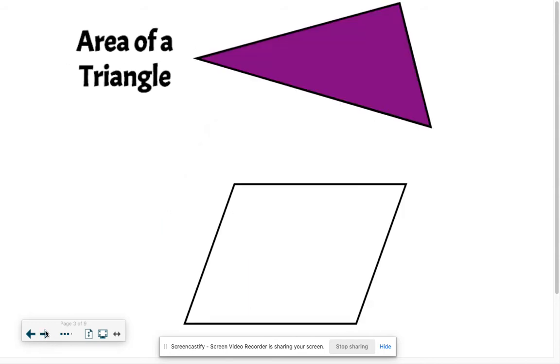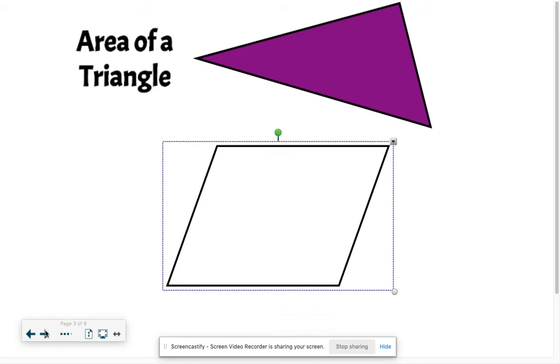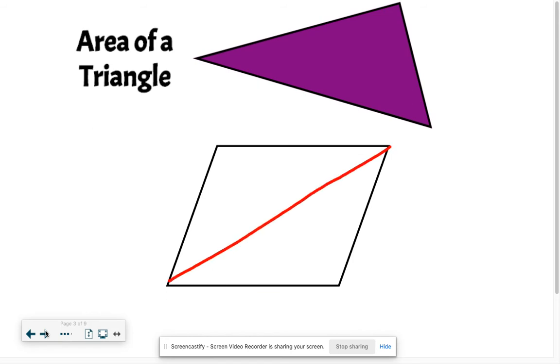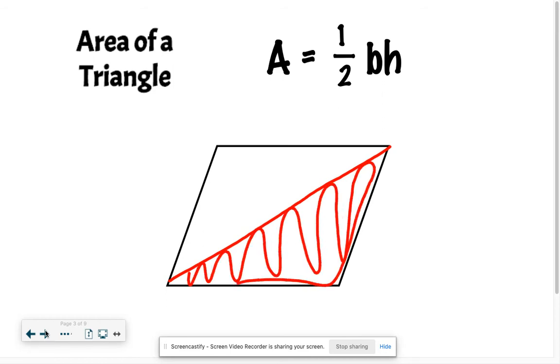Area of a triangle. So there we go. You can actually divide this parallelogram into two triangles. So our formula for area of a triangle is half base times height, because this triangle here would take up half the area of that parallelogram. So our formula is half base times height, or you can take base times height and then divide by 2 in the end. Whatever you prefer, it's the same outcome.